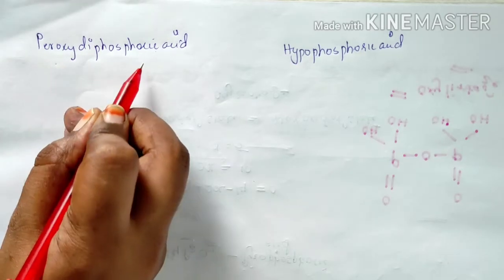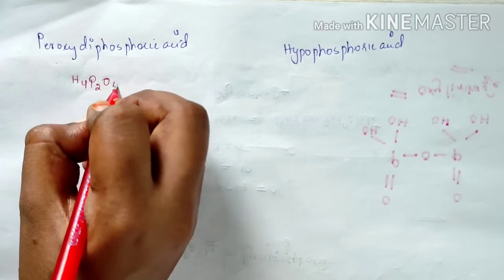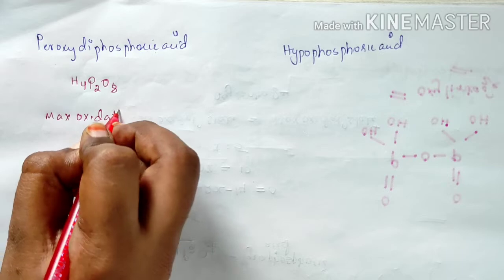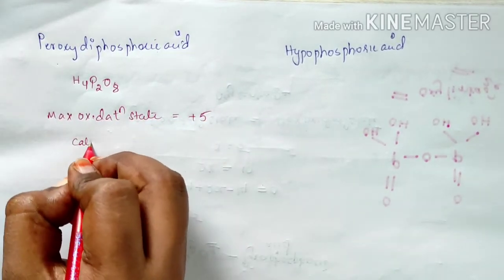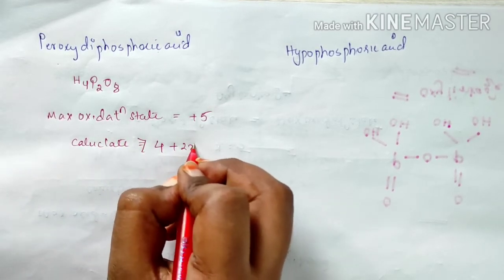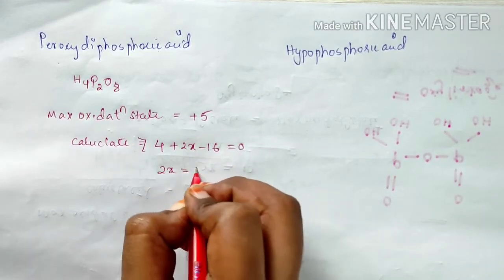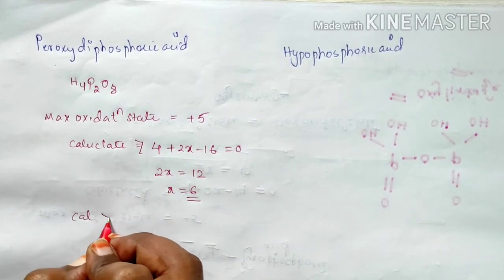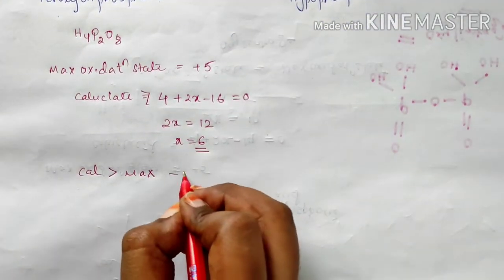Then peroxydiphosphoric acid will be H4P2O8. Now here the maximum oxidation state will be what? As it is phosphorus, it will be +5. And the calculated one, let us look at that. 4 plus 2x minus 16 equal to 0. Then 2x will be equal to 12, x will be equal to 6. So here the calculated one is greater than maximum. So here we'll have peroxy linkage.